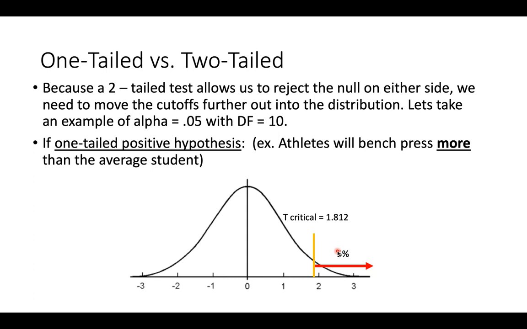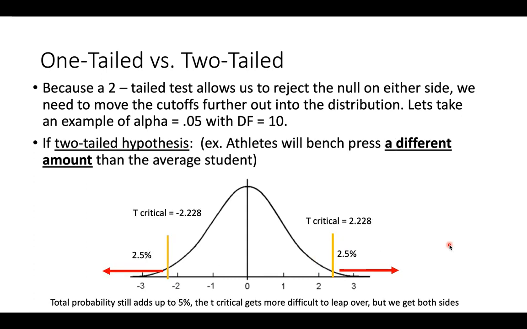1.812. So athletes will bench press more, meaning we will be convinced if our athletes fall in the top 5% of bench press weight. Now, if we were to do this in a two-tailed manner, we would have to change our hypothesis language. It would be that athletes will bench press a different amount than the average student. Then if we go look at our t-table, and I suggest that you do look at the t-table here, with degrees of freedom 10 and alpha 0.05 with a two-tailed test, our critical value becomes plus or minus 2.228.